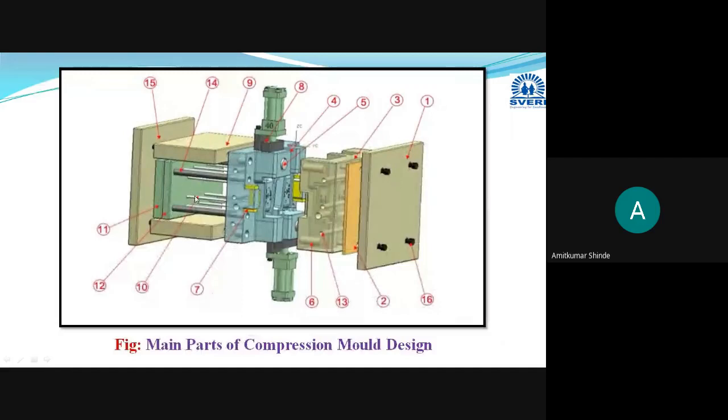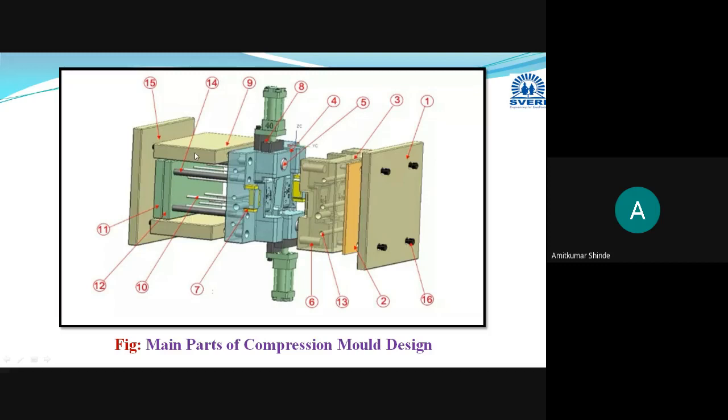Part number 12 provides the support or space for fixing these ejector pins. This is the ejector pin cover plate, part number 12, and this is the ejector plate. On this ejector plate, the ejector pins along with their ejector pin cover plates are fixed. It acts as a base for the ejector pin cover plate and ejector pins.